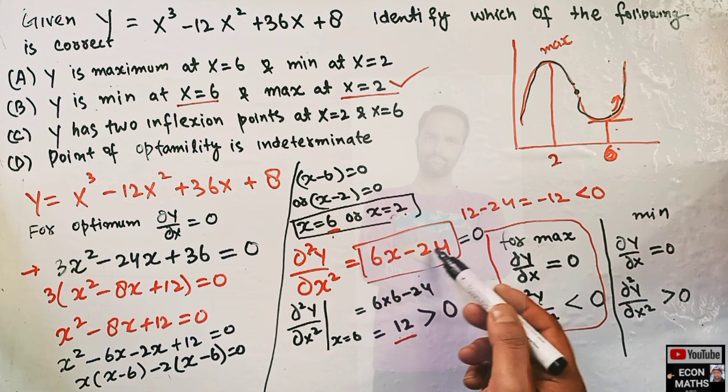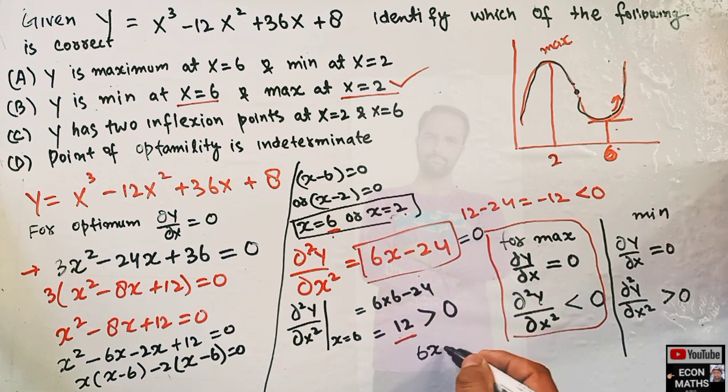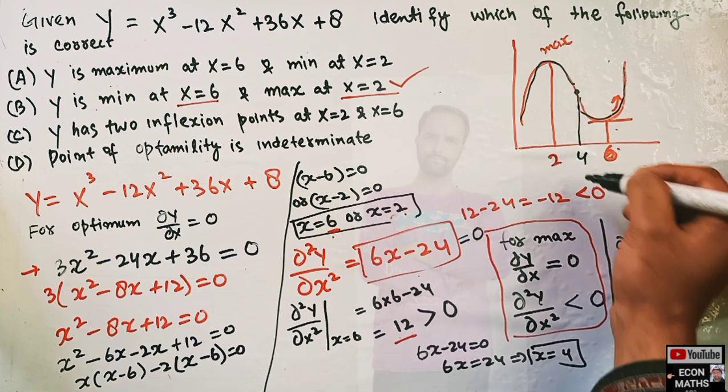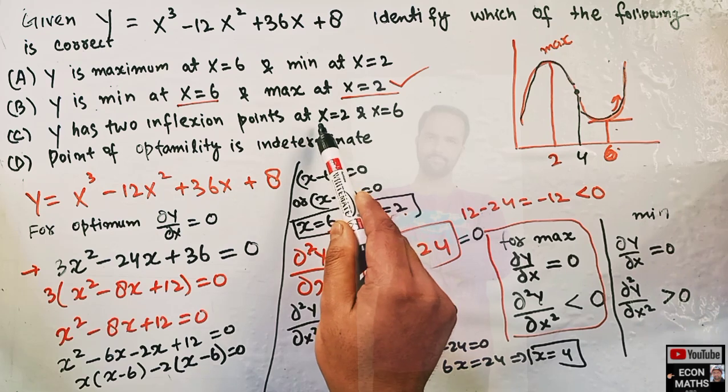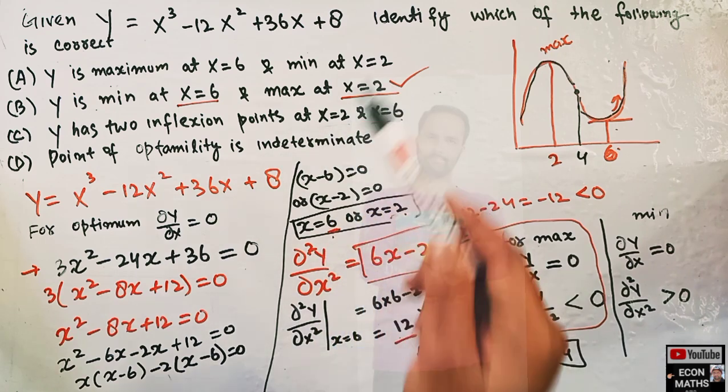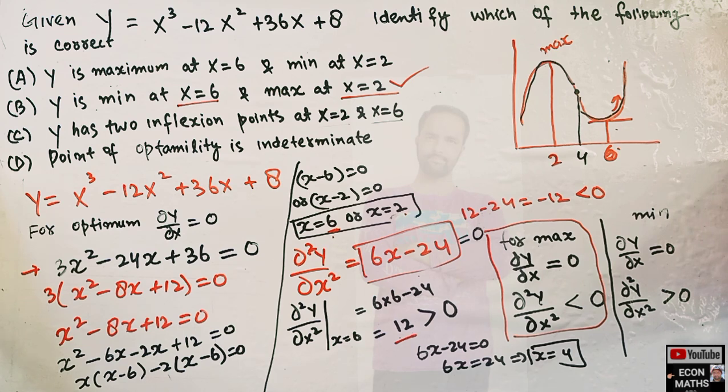So 6x minus 24 is equal to 0, which implies 6x is equal to 24, which implies x is equal to 24 upon 6, which is 4. So the inflection point will occur at x is equal to 4. The option is saying there are two inflection points, x is equal to 2 and x is equal to 6. That cannot be the case here. I hope I make myself clear in this video.